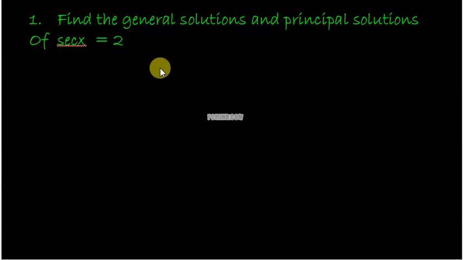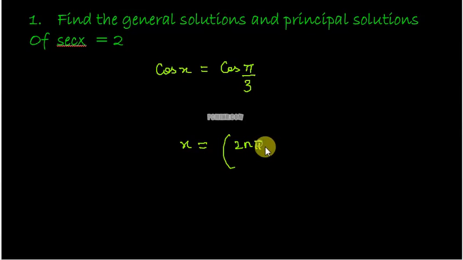Now, to find the general solution, we can see that this equation is cos x equal to cos of pi by 3. It's of the form cos x is equal to cos alpha, and the general solution for this type of equation is x is equal to 2n pi plus or minus alpha. So that's 2n pi plus or minus pi by 3. So these are the general solutions.